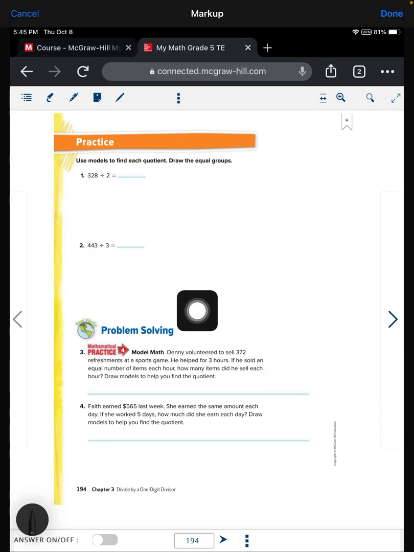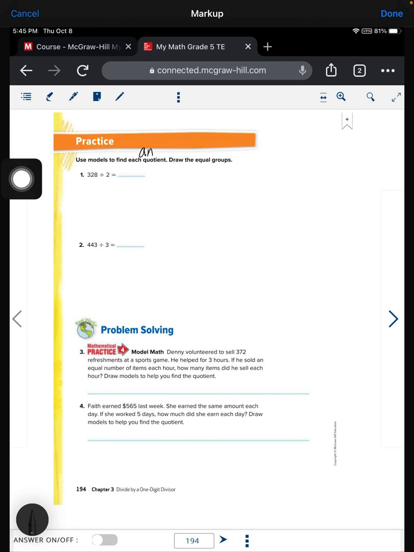Alrighty, so number 1, they've given us all this space to draw blocks. I'm going to help you out, okay? They want us to use models to find the quotient. Quotient is another word for answer. In fact, go ahead and write answer right there. That's a good vocabulary word that will help you on the test that we're going to have next week.